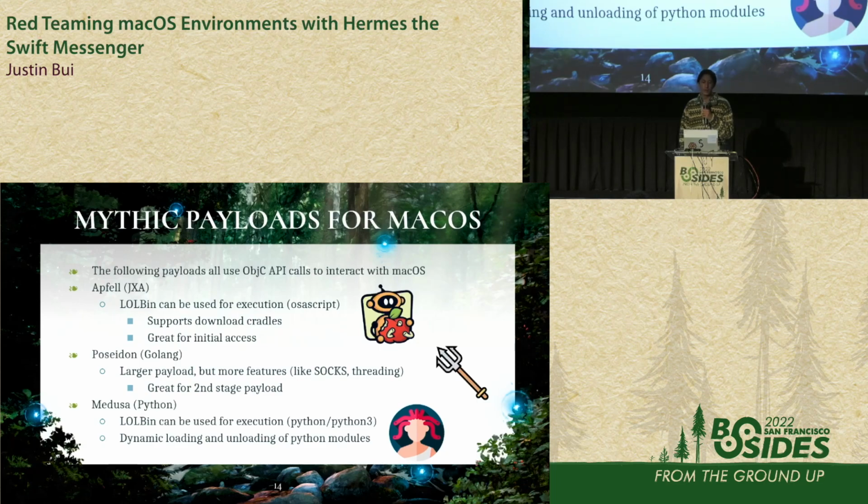It should be noted that the following payloads all use the Objective-C API calls to interact with macOS. The first one I want to talk about is the Apfell agent. Apfell is the JXA agent for the Mythic framework. Apfell is great for initial access because it supports a download cradle, where you can download and execute JXA in memory using that osascript binary.